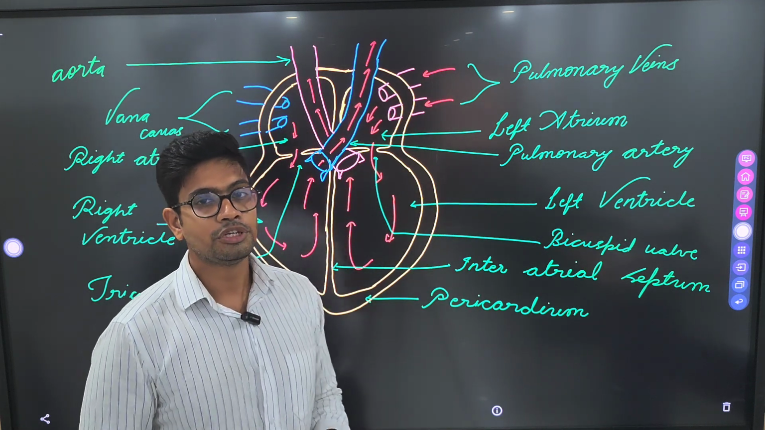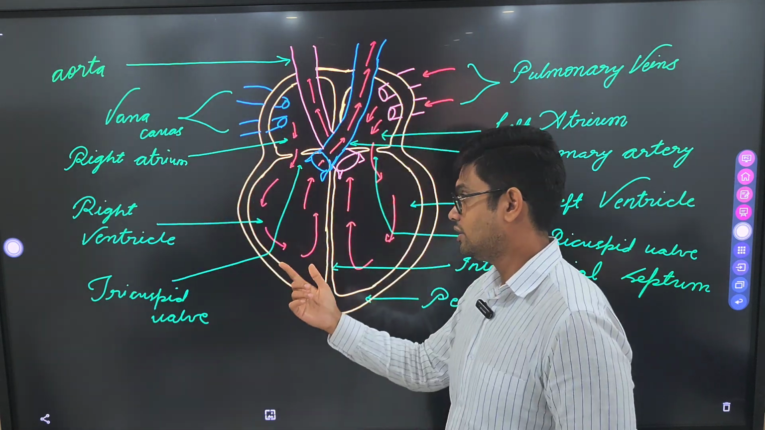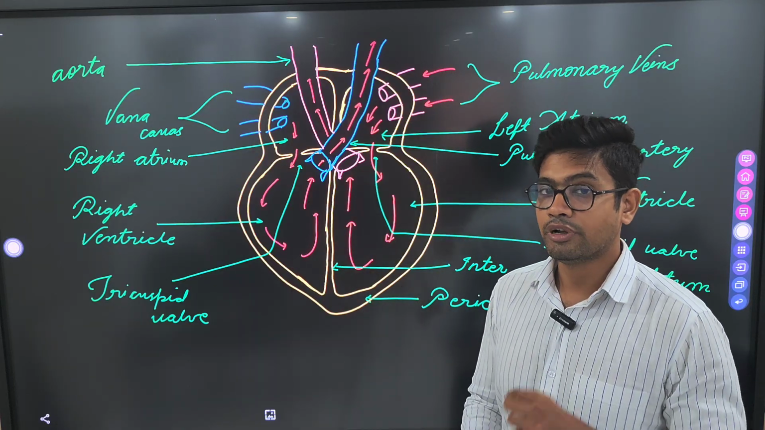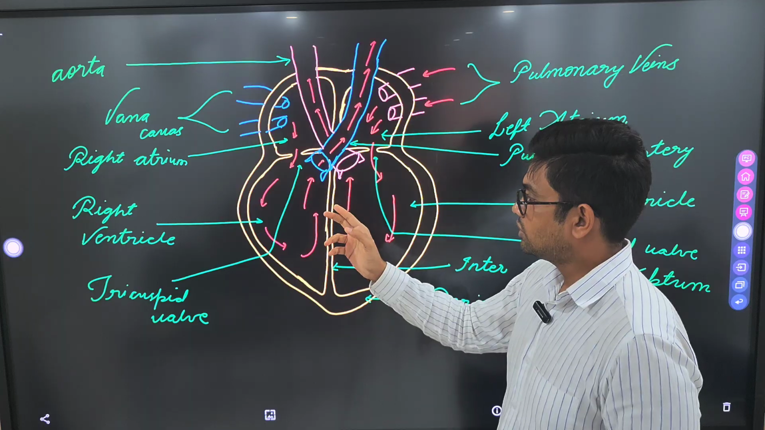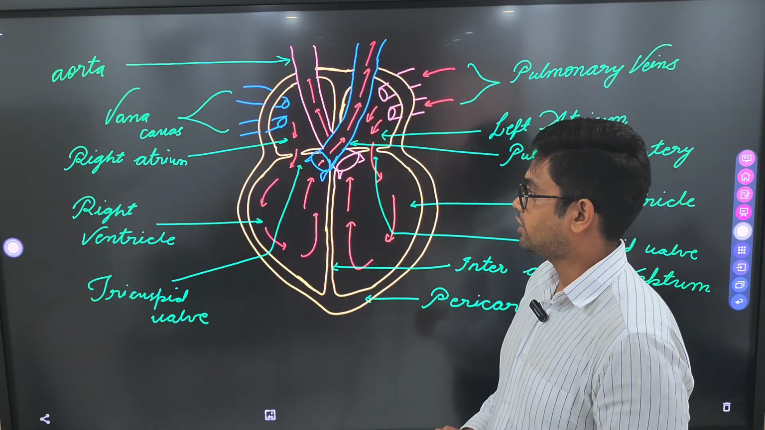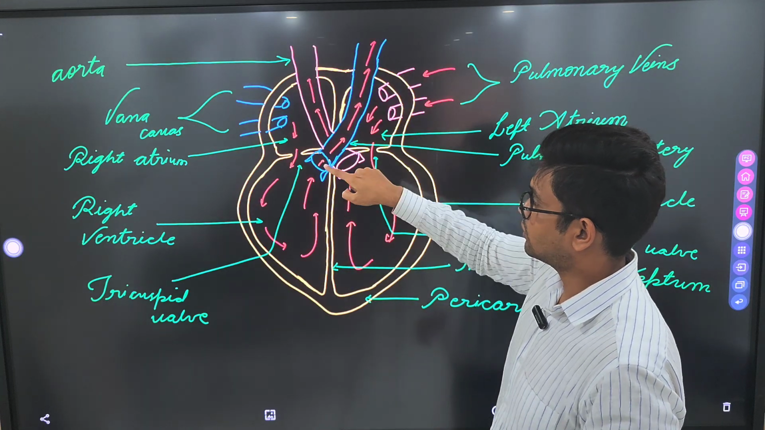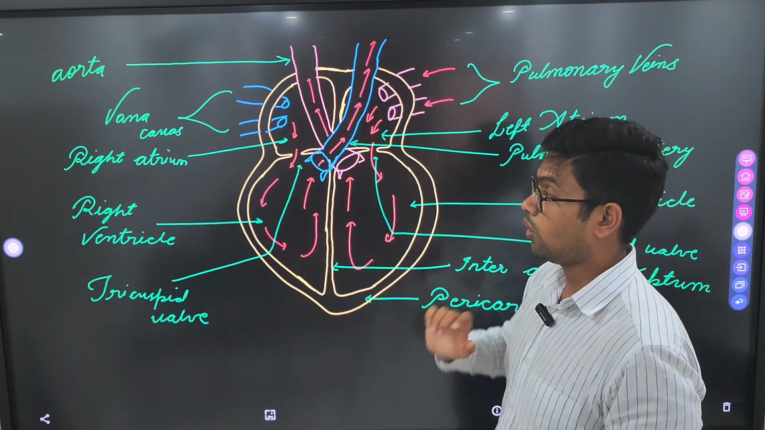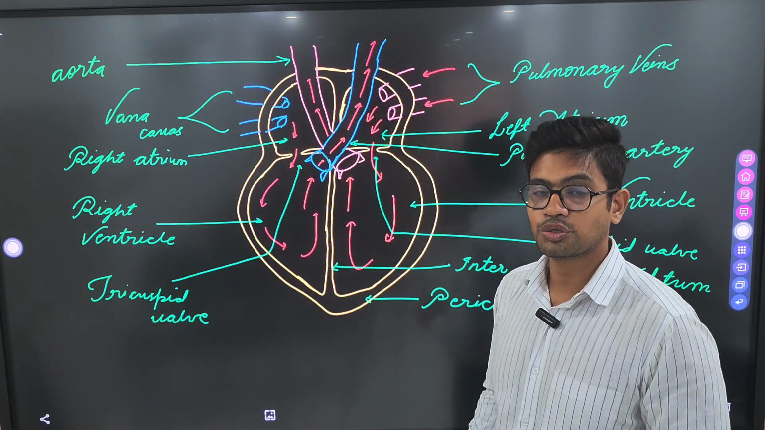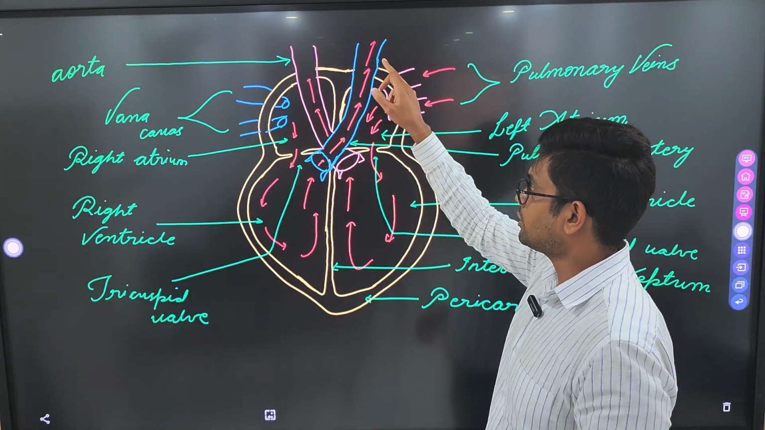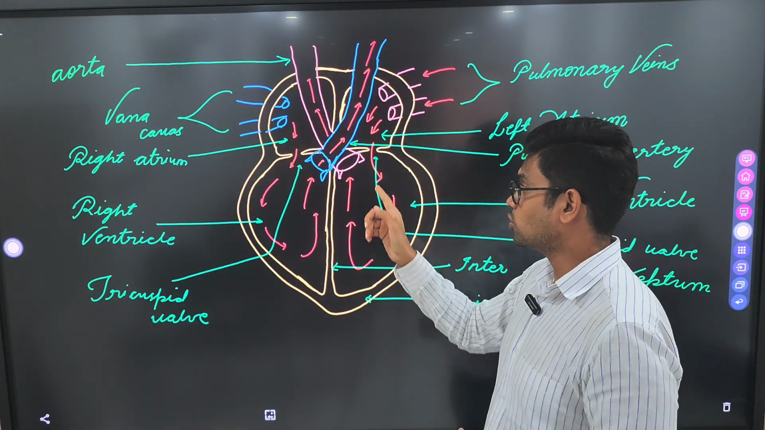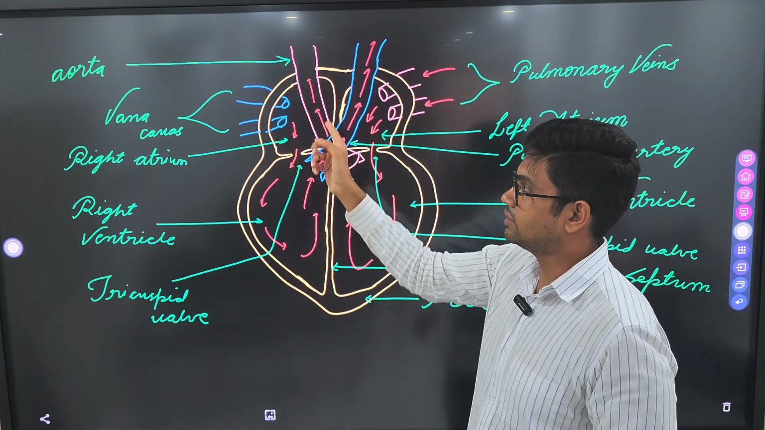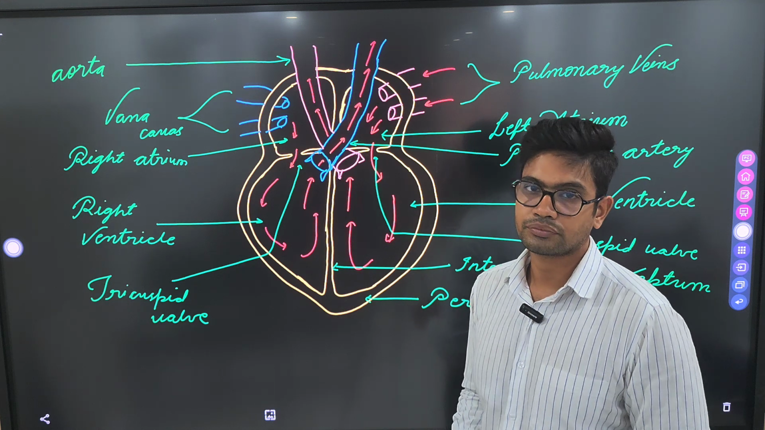Similar to atria, the ventricles have also been provided, but not with inlets, with outlets. The right ventricle has been provided with an outlet. This outlet or outgoing pipe is called the pulmonary artery. Similarly, the left ventricle has also been provided with an outlet, and this is called the aorta.